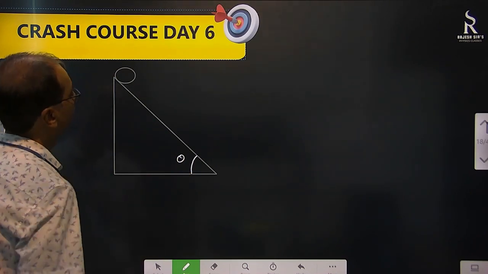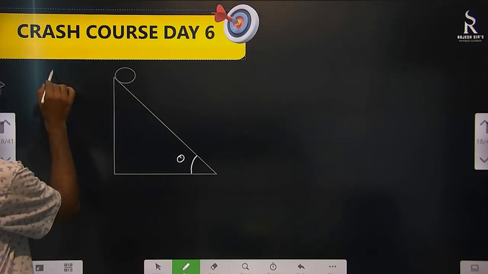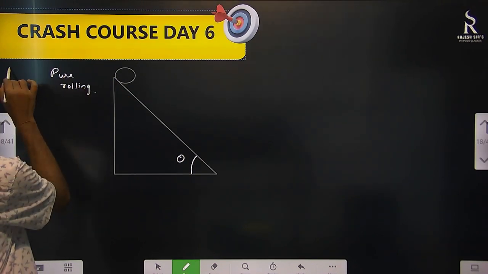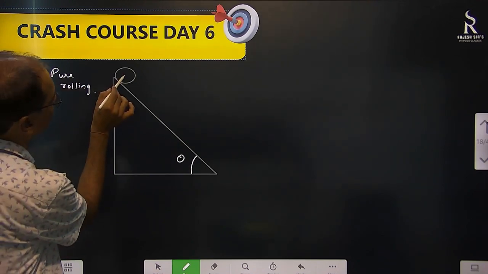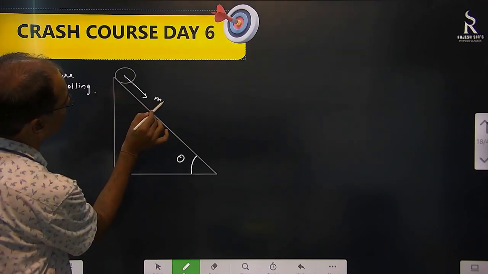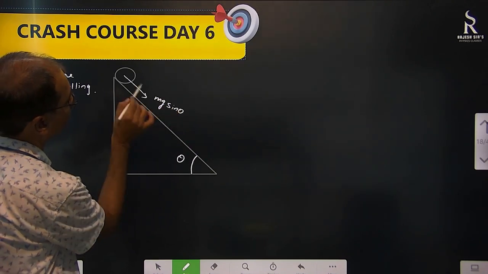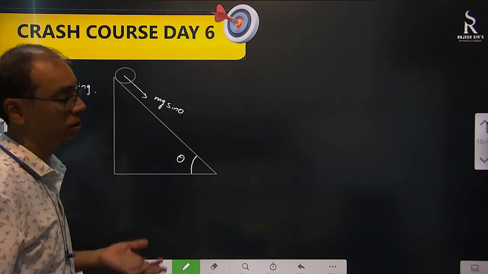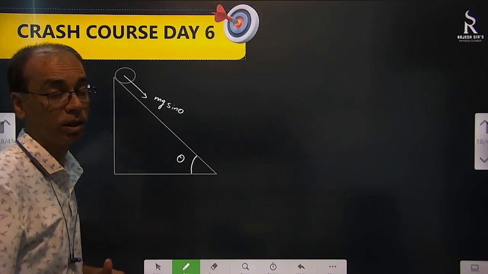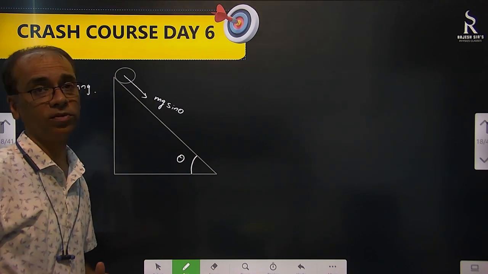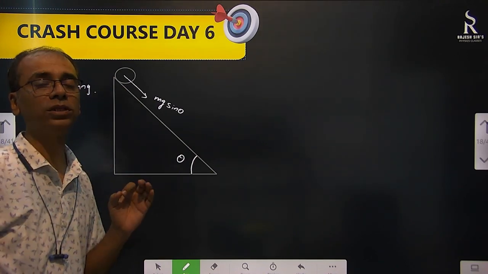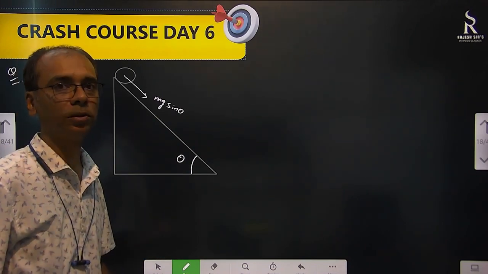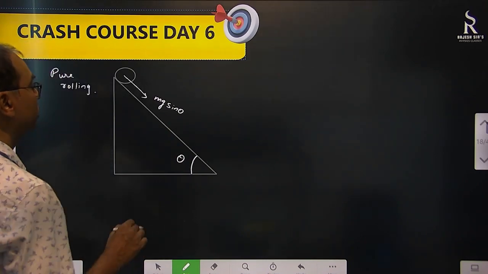Right. What is going to happen? Pure rolling is going to happen. How is pure rolling going to happen? Mg sin theta is acting over here. Mg sin theta is going to make it accelerate. And who is there to give it angular acceleration? Mg sin theta cannot give angular acceleration because it's acting at the center of mass. If a force is acting at the center of mass, it cannot rotate the body about the center of mass. Not possible. So you require some other force. And what is that? Friction.